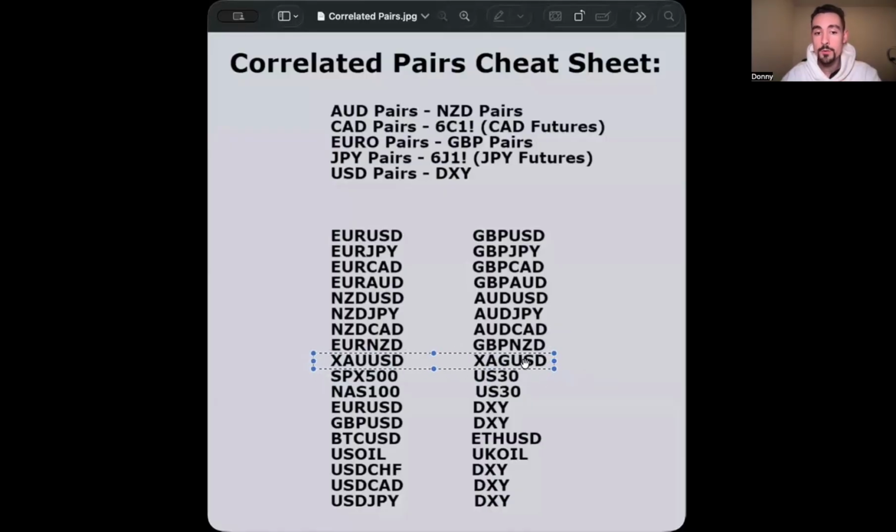Also look at and consider the pair correlation because you will sometimes see what we call divergence between these two pairs. And that, again, is very telling as to what is likely to happen next.